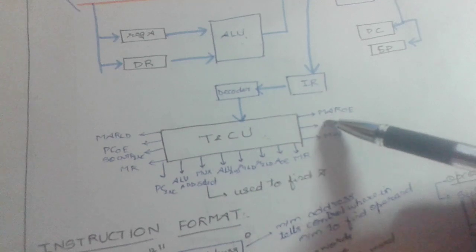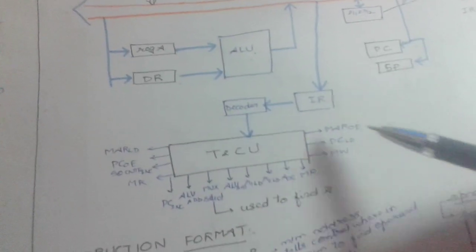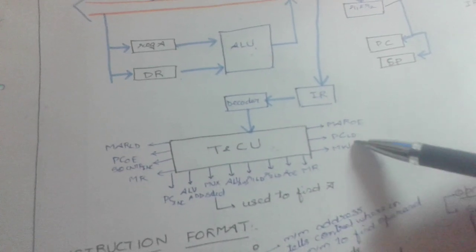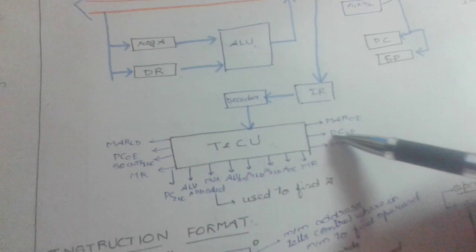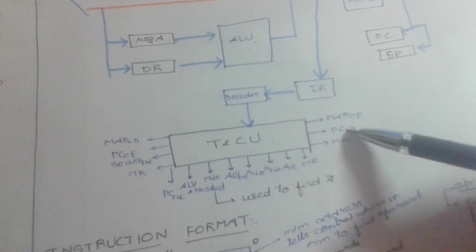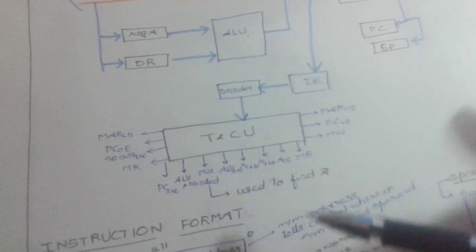This is just like the memory address register, out enable. First of all we are going to discuss out enable and load pin. What are out enable and load pin? Suppose we are talking about PC, the program counter. The program counter contains the address of the next instruction to be executed.